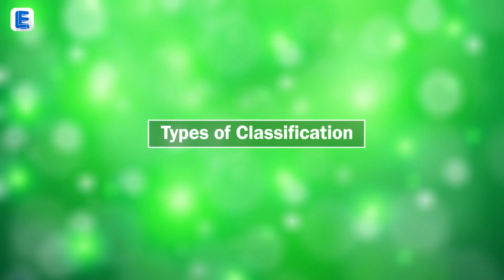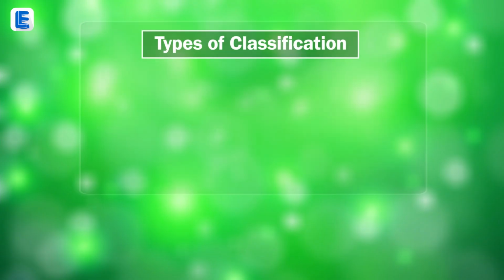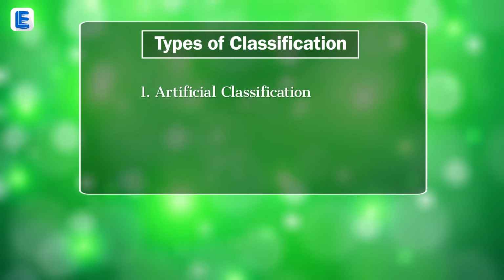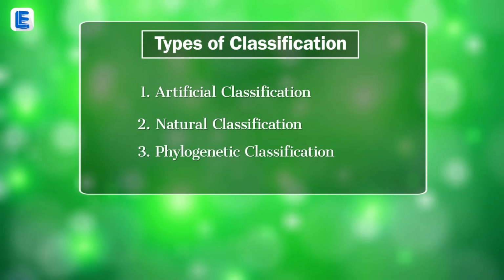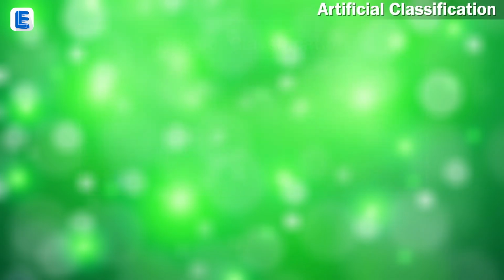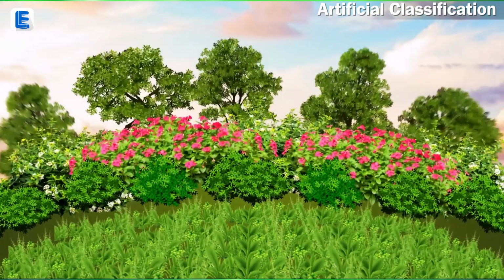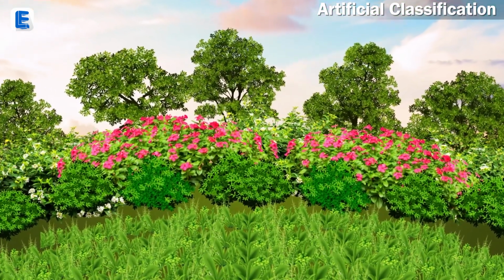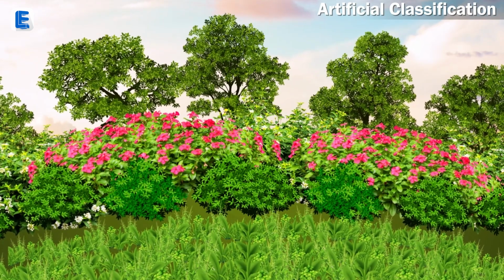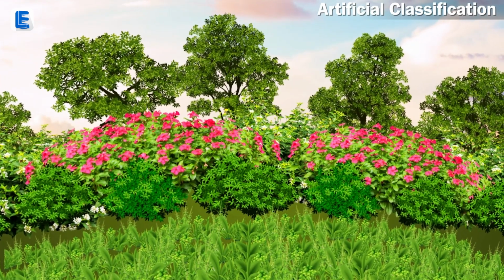Types of classification. These can be divided into 3 types. 1. Artificial classification. 2. Natural classification. 3. Phylogenetic classification. Classification based on easily observable external characteristics is called artificial classification.